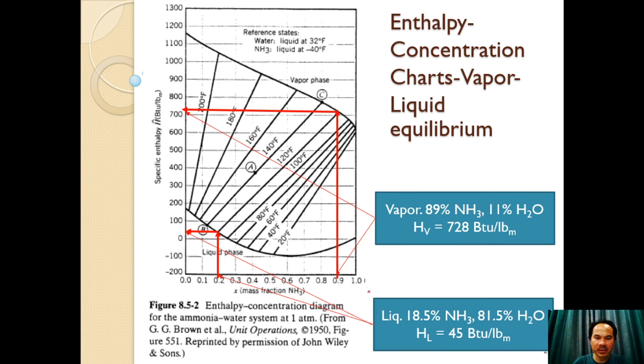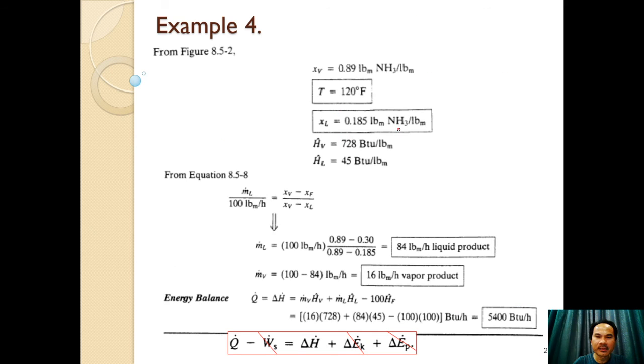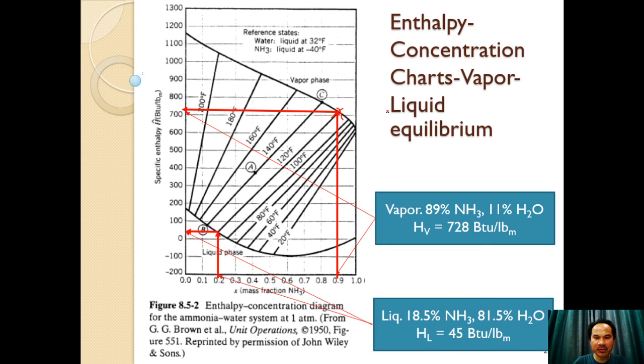Okay. If you know XV is 0.89, you draw the vertical line to contact the equilibrium line. For this case, it contacts like this. Okay, you get the temperature is 120 Fahrenheit. And then also you can calculate XL. How to calculate XL? You extend the vertical line to this line. This is the equilibrium line. This is the vapor component and vapor enthalpy. And then if you would like to read the liquid component, you have to do this. This is the liquid component and enthalpy of liquid.